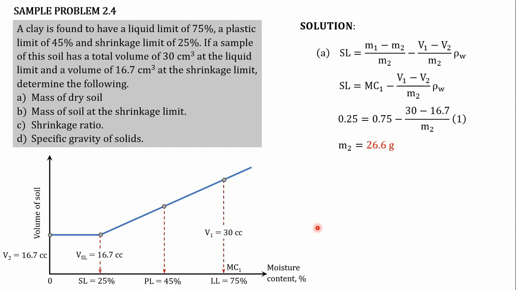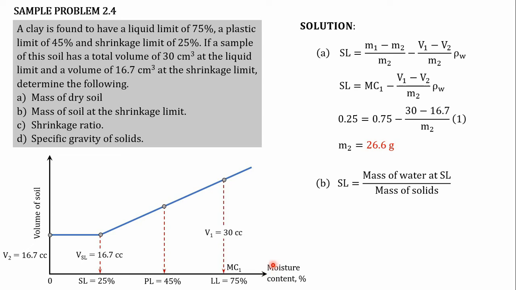We know, class, that shrinkage limit is really just a moisture content. And what is the formula of moisture content? That is, shrinkage limit is equal to mass of water at shrinkage limit divided by the mass of solids. So how do we compute the mass of water at shrinkage limit? How to solve this?